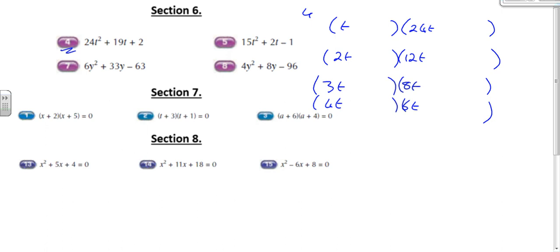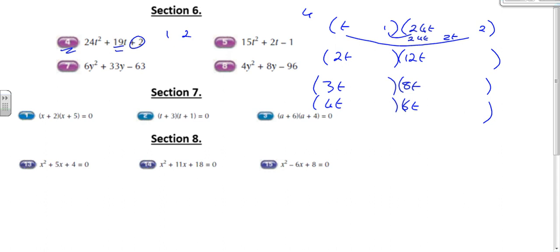And so what we've got to do is we just got to try it. If you have a look on the outside, what two numbers multiply together to make 2? It's going to be 1 and 2. And we've got to use the nose and the mouth to make 19. So if we put the 1 there and the 2 there, 1 lot of 24 is going to be 24t. And that's going to be 24t. And this one is going to be 2t. You can't use 24t and 2t to make 19t.